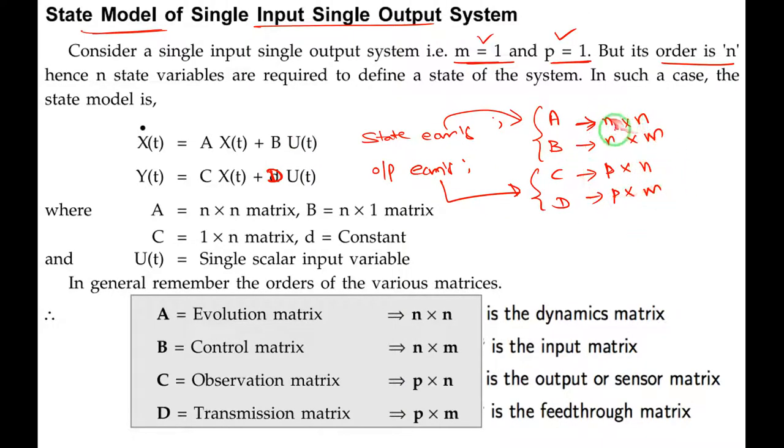Is it fine? How to write? For state equations, first you write down n cross n. For output equation, you write p cross n. Then you write n cross m. You can write blindly. This is the way. I hope you are getting.